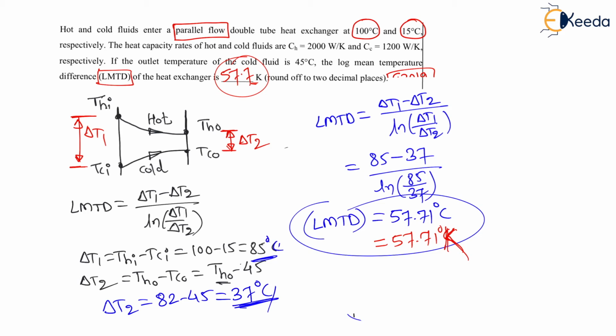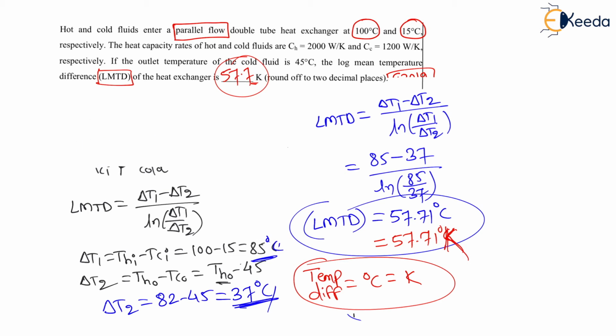Now my dear students, the temperature difference in degree Celsius is always equal to the Kelvin temperature difference, right? Here I am not saying that temperature in degree Celsius is equal to temperature in Kelvin, but it is a temperature difference, right? So don't get confused. Whatever answer we have calculated is the temperature difference in degree Celsius as well as Kelvin.